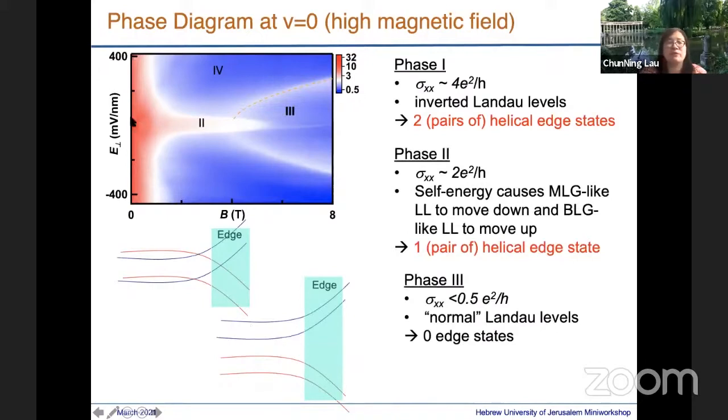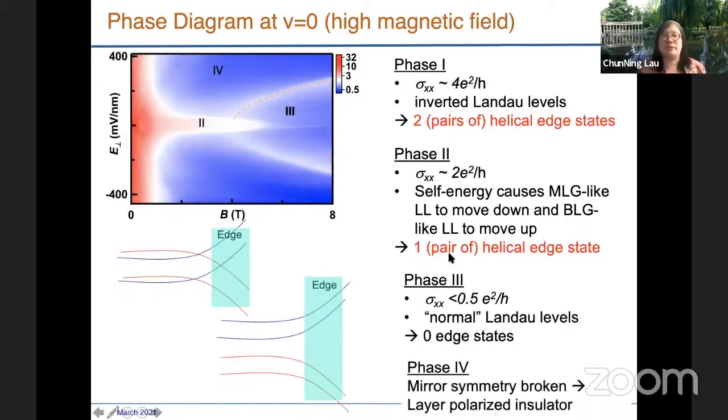Both phase 1 and 2 occur close to zero electric field, and that is because these states are protected by the mirror reflection symmetry. If we apply an out-of-plane electric field, that would destroy this mirror reflection symmetry and force the charges to reside on the top layer or the bottom layer. So this will give us basically a layer polarized state. That's an insulator, and that's phase 4.